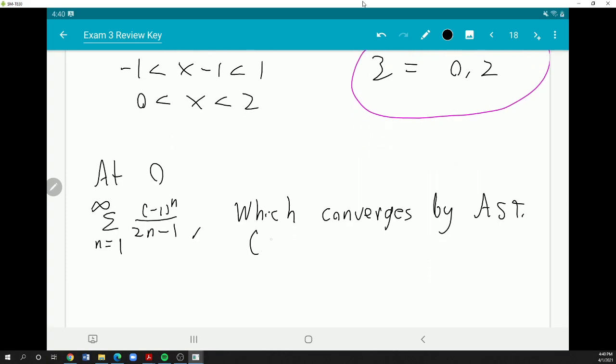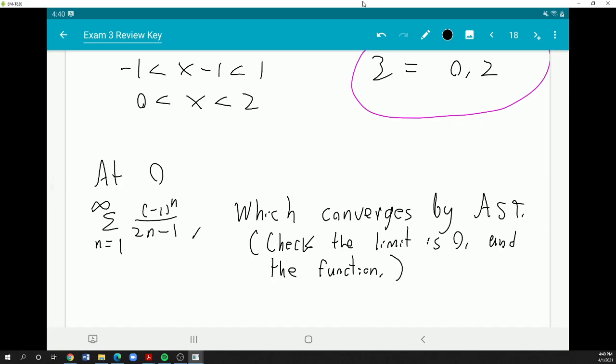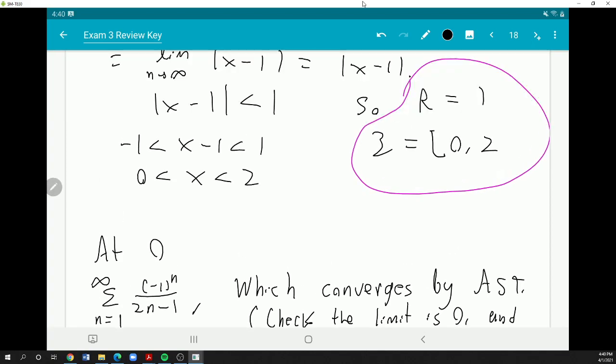I'll leave it to you to check. The limit is 0, and the function is decreasing, but we've done this twice before already. You can show it the easy way: if I plug in n plus 1, it's going to be less than if I just plugged in n. So that converges. So the 0 has a bracket on it.